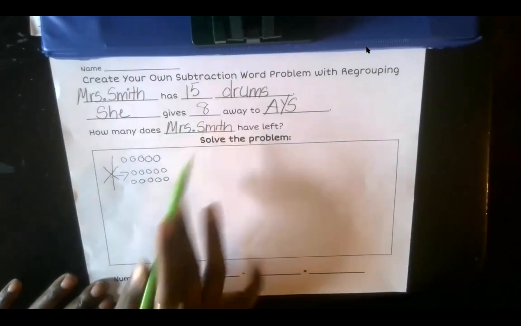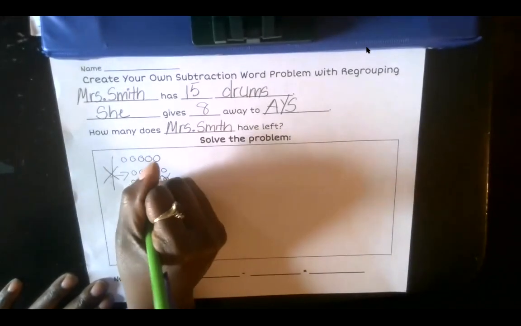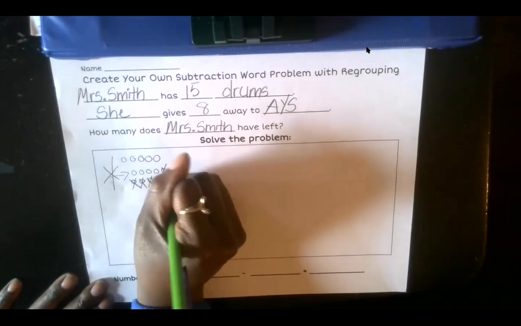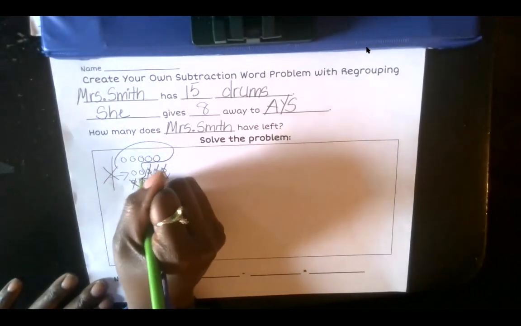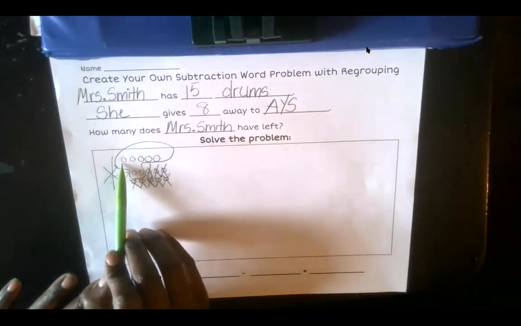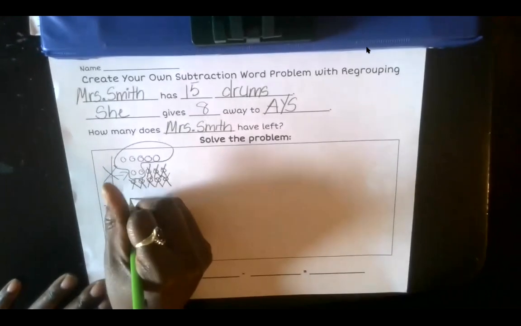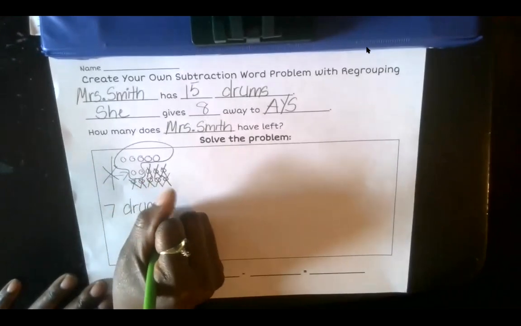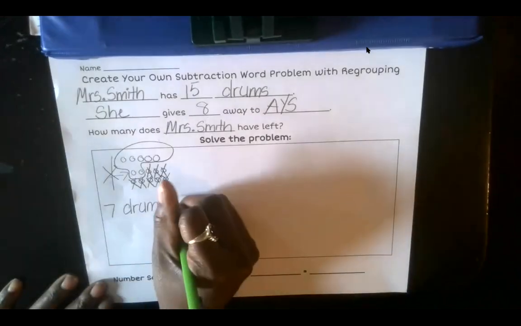Now I have enough to subtract the 8. 1, 2, 3, 4, 5, 6, 7, 8. That leaves me with 1, 2, 3, 4, 5, 6, 7. 7 drums. So Mrs. Smith has 7 drums. Maybe I should put left.